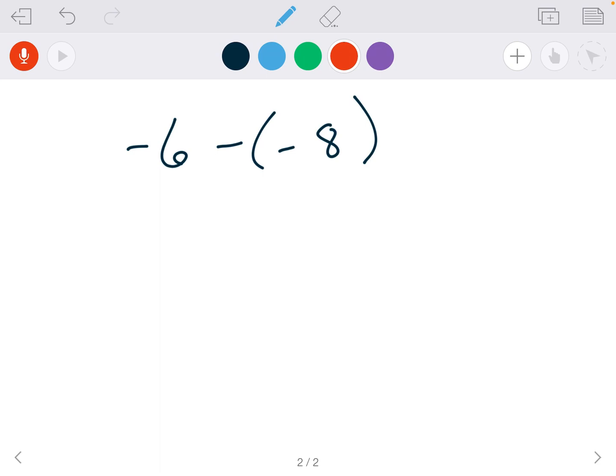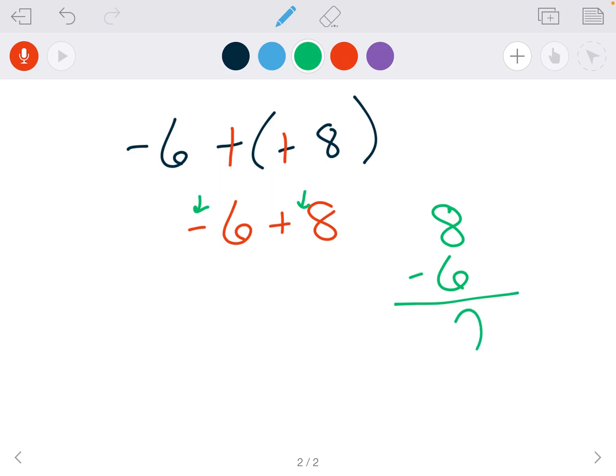The second example you sent is going to be the same thing. Remember, I changed the subtraction to addition, and I changed the sign that follows. So if it's a negative, it becomes a positive here. If it's a positive, it becomes a negative there. So now I have negative 6 plus a positive 8. I've got opposite signs here, so I subtract. I'm going to put the absolute value of the larger number up top. 8 minus 6 is 2.